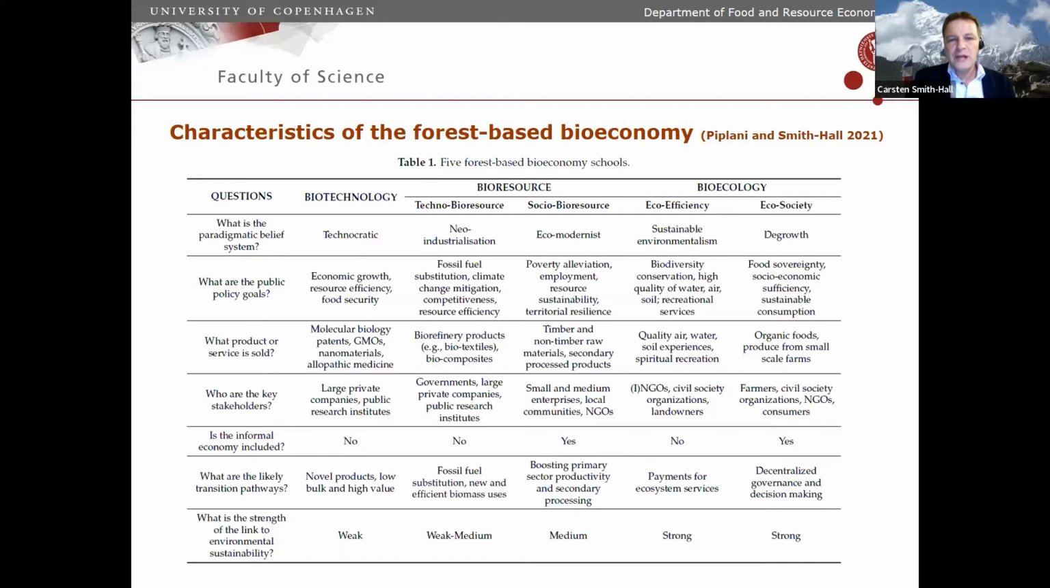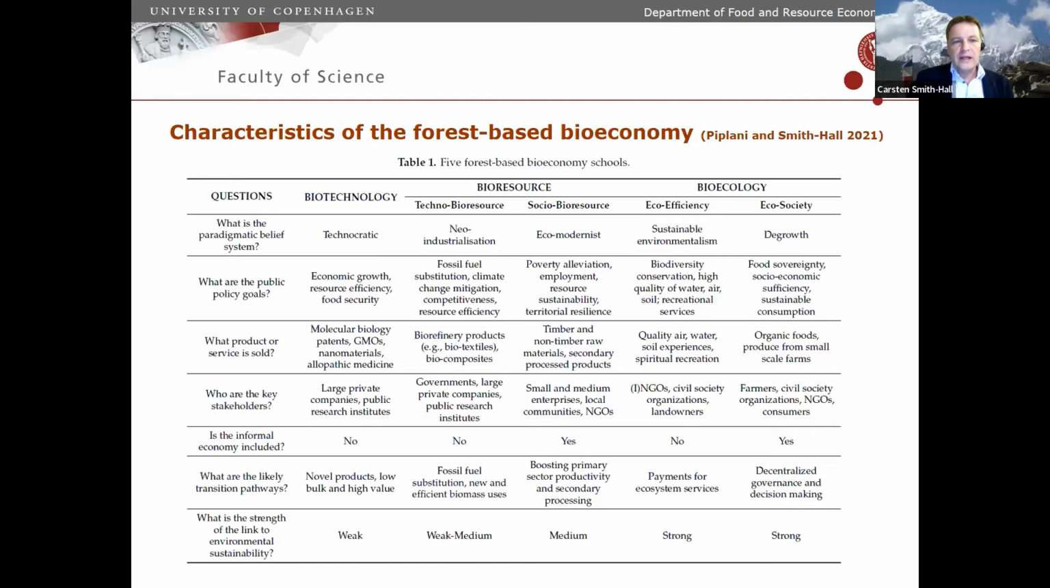And they're quite different. To many people, the column called biotechnology is what constitutes the bioeconomy. So there's a focus on economic growth, on resource efficiency, on developing new high-value products that you can patent. And indeed, many of the bioeconomy papers that we read assume that that is the bioeconomy. But different people think about that in different ways. And if you look here, for instance, at the social bioresource school, then the focus is not on economic growth and resource efficiency. The focus is on poverty alleviation, employment, resource sustainability. And the focus is not on developing new high-value products, but rather on boosting primary sector productivity and secondary processing.